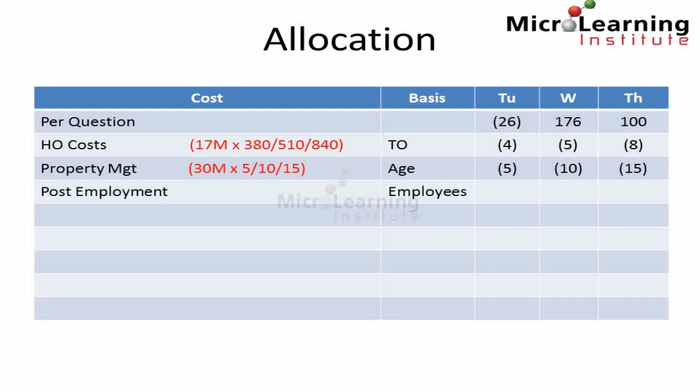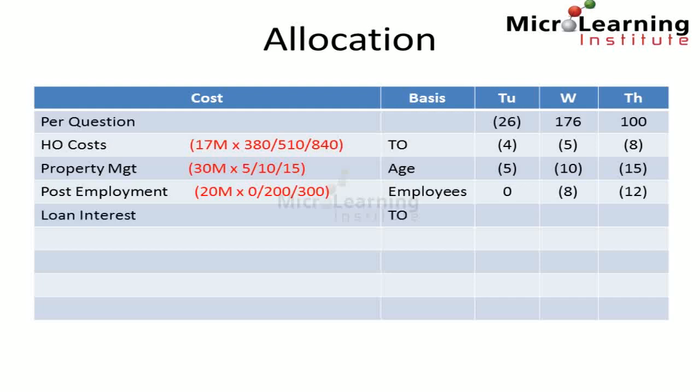Next up, we look at the post-employment benefit. And again, this is allocated based on the number of employees who are eligible. Now, no employee is eligible in Chudo, and 200 and 300 respectively employees are eligible in Weedon and Thurso. And the post-employment benefit cost is $20 million. And again, here we see that cost being allocated in proportion to the employees who are eligible.